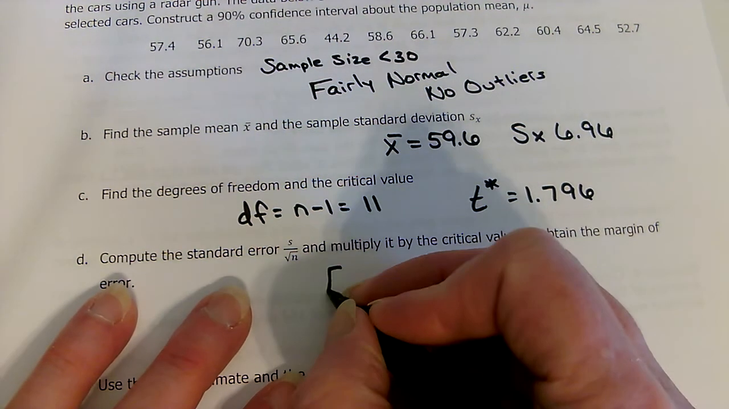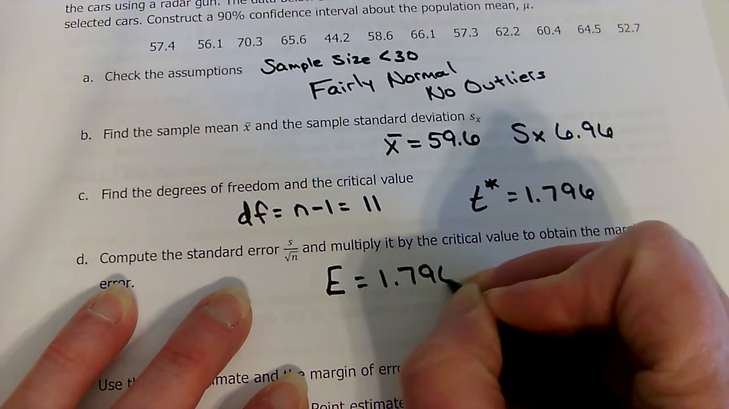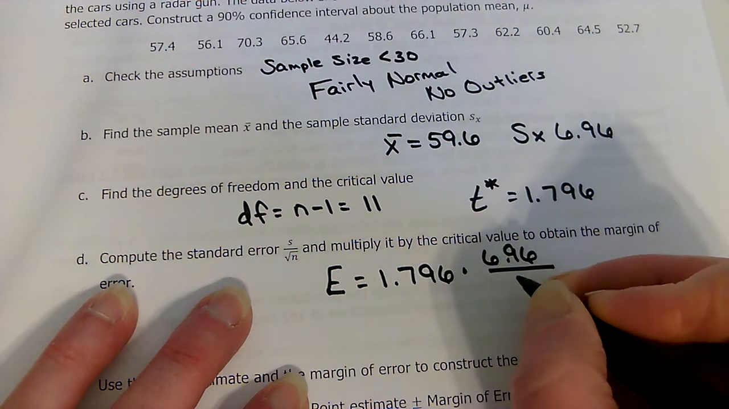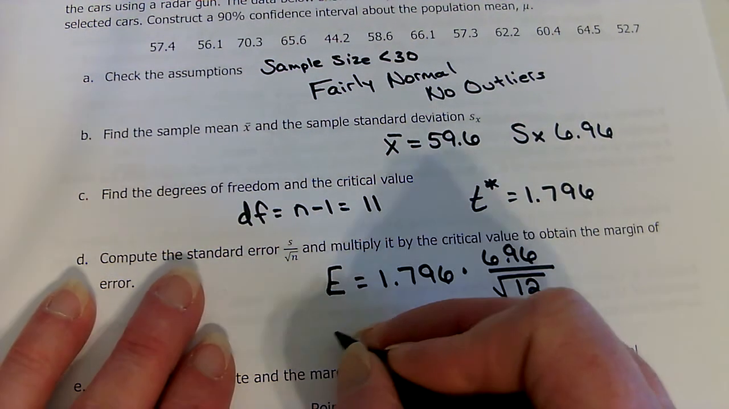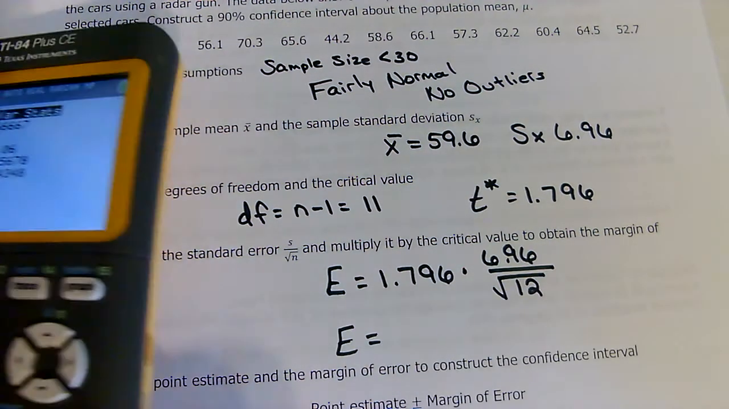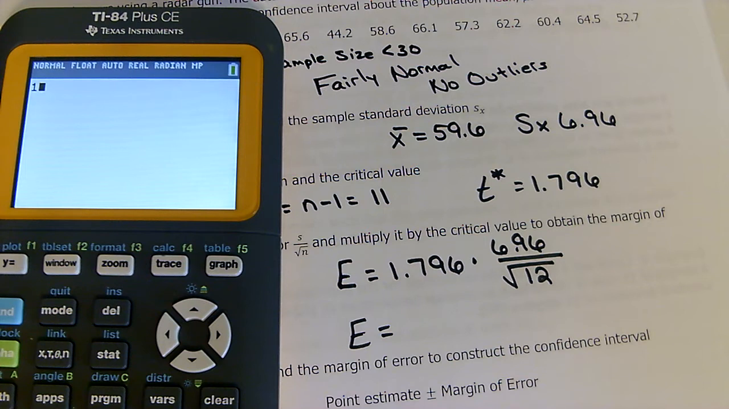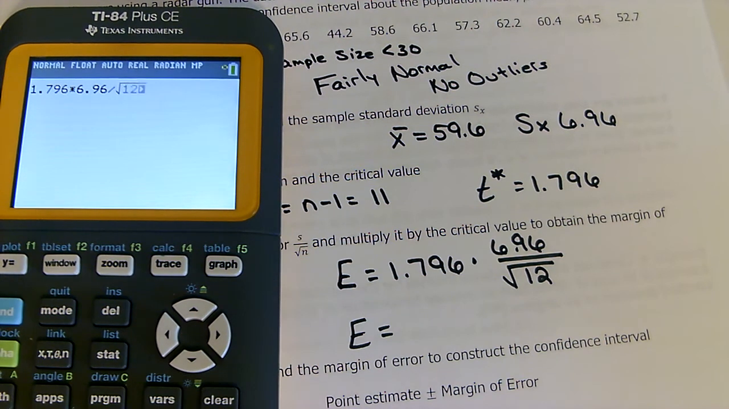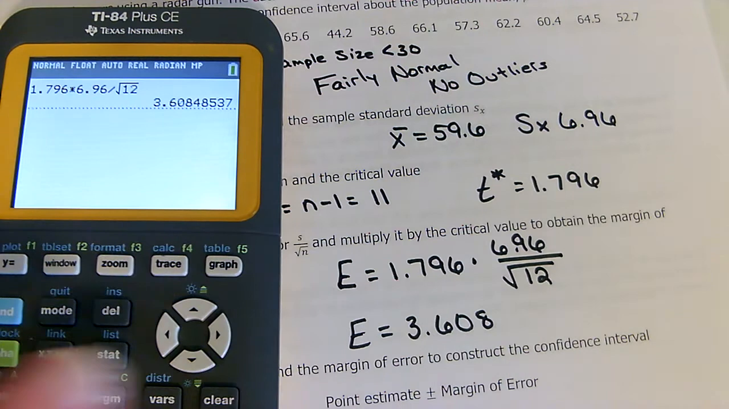So to get our margin of error, I'm sorry, we're going to take the 1.796 times 6.96 divided by the square root of our sample size. The margin of error is 1.796 times 6.96 divided by the square root of 12, and that's 3.608.